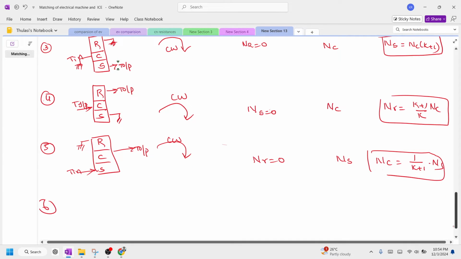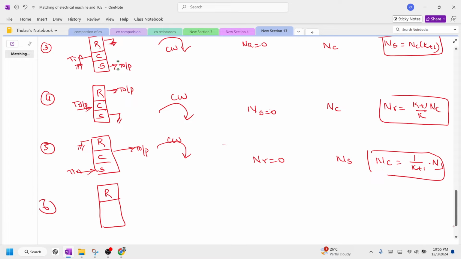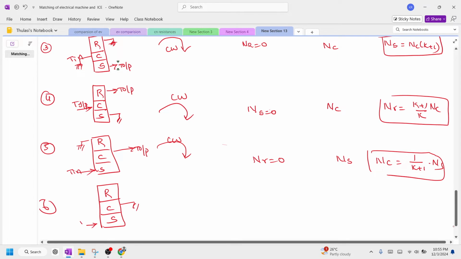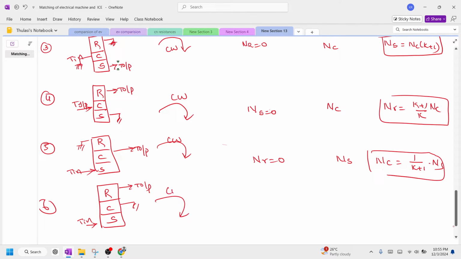So the sixth configuration, when you come here, you're going to have the ring gear, carrier gear, as well as sun gear. Here we are going to make this the ground. Here we are going to have the input torque. Here we are going to have the output torque, and the direction of rotation is clockwise.